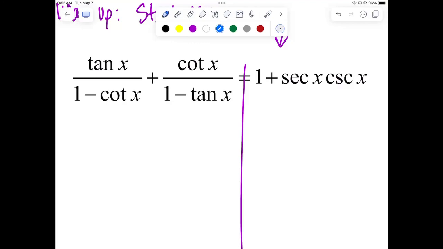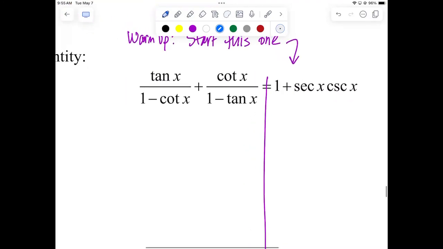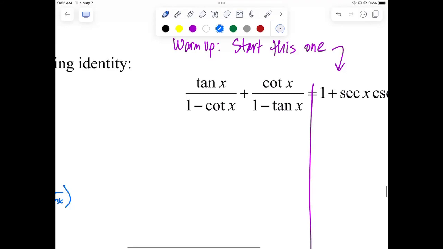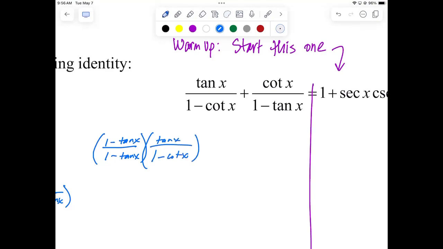Tell me, Jeremy. You got a common denominator. Okay. What's the common denominator of 1 minus cotangent, 1 minus tangent? Them multiplied together. We call it their product. Let's try that. So I'm going to have to multiply the first one by 1 minus tangent over 1 minus tangent times what was there, tangent of x over 1 minus cotangent of x.